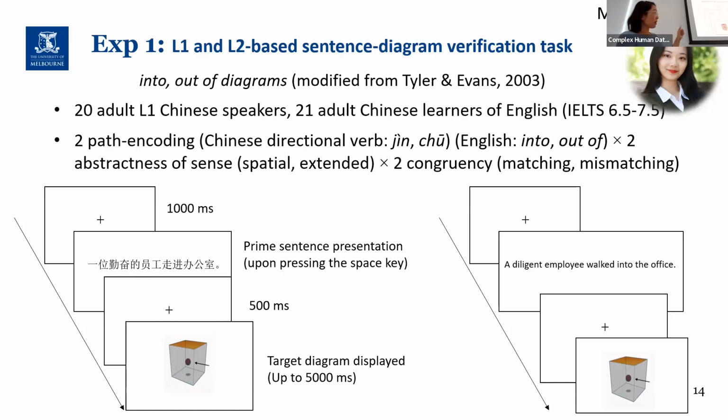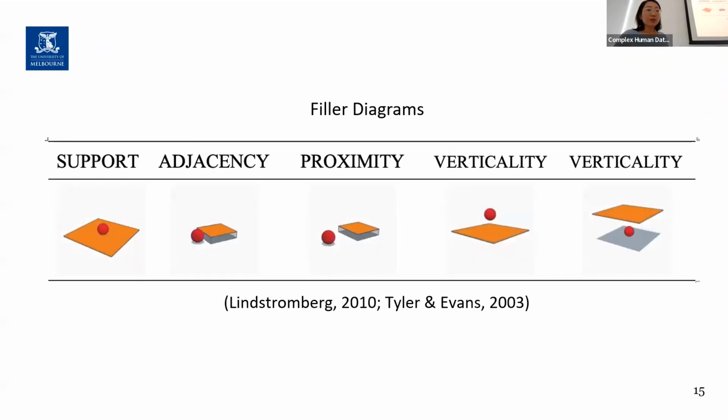The task procedures are exactly the same in the two tasks. Participants are given enough time to read the sentence, so they press next when they feel they have finished processing either the Chinese sentence or the English sentence. We also use other filler diagrams that represent other schematic domains, so that they're not just seeing the into and out of diagrams. We also throw in some other diagrams. These are distractors.